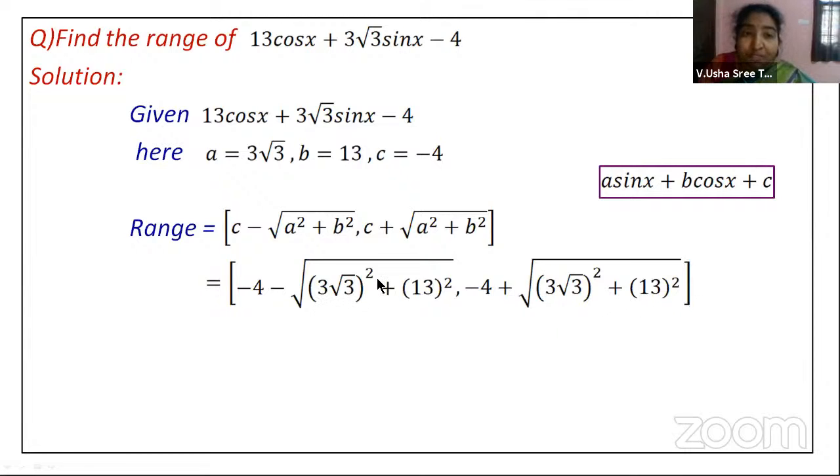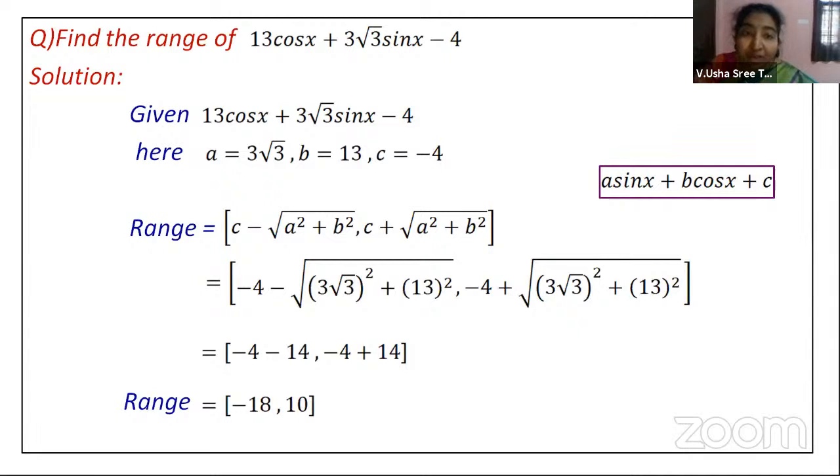3 root 3 whole square, that is 9 into 3, 27. 27 plus 169, which gives you 196. Root of 196 is 14. So -4 minus 14, -4 plus 14. You will have it as -18 and 10. Therefore, range of this function is -18, 10.